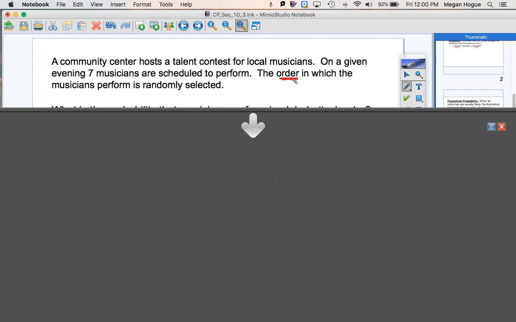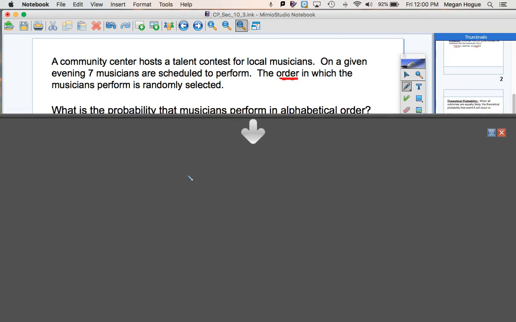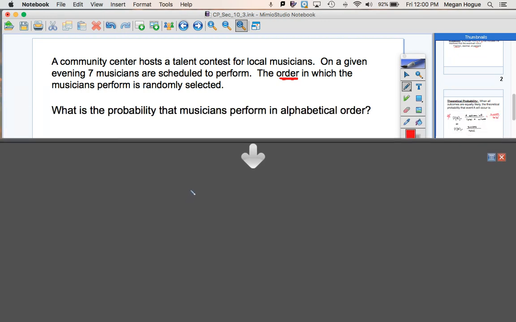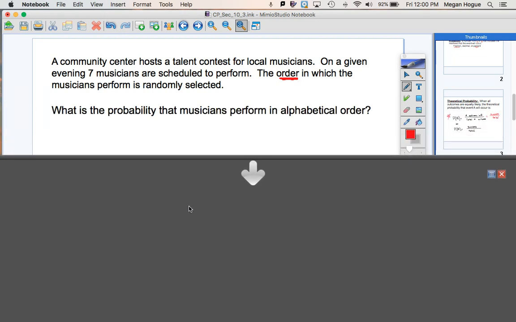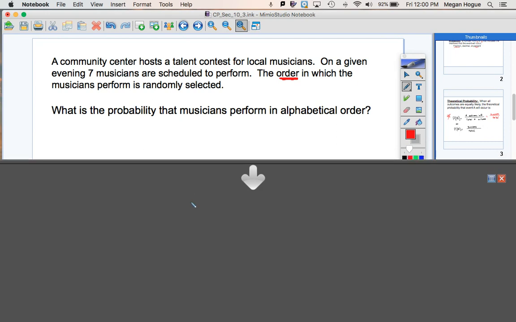So this idea of order is going to potentially bring in some ideas of what we were doing in the last couple sections with factorials, permutations, and combinations. What is the probability that the musicians perform in alphabetical order? Well, how can they perform in alphabetical order? They can only do that correctly one way.